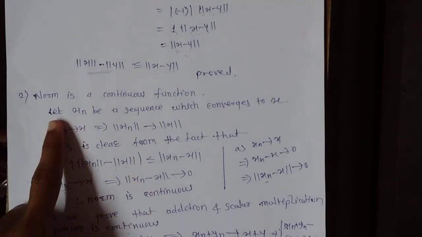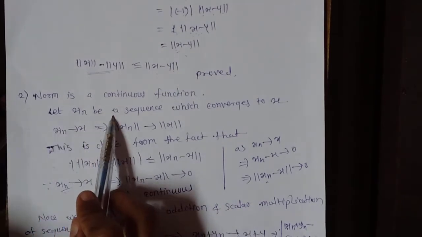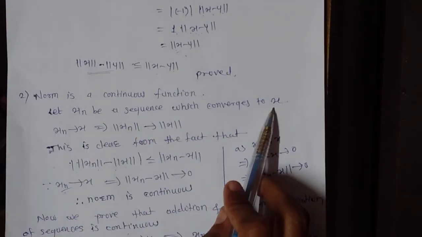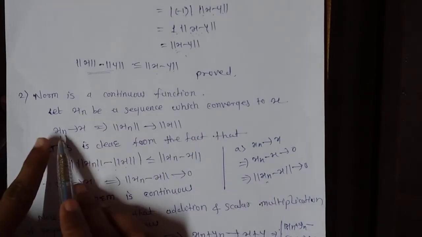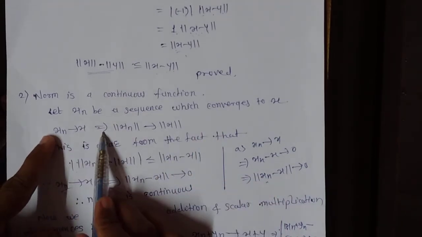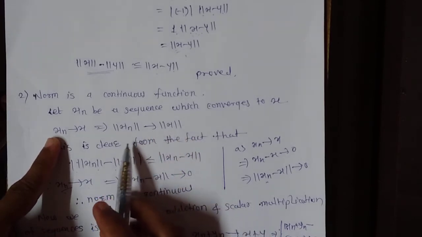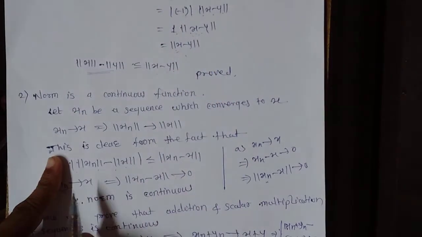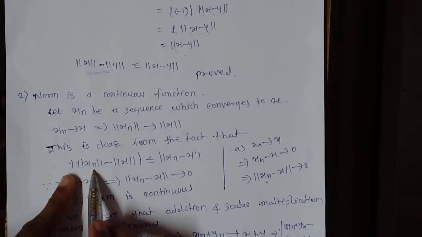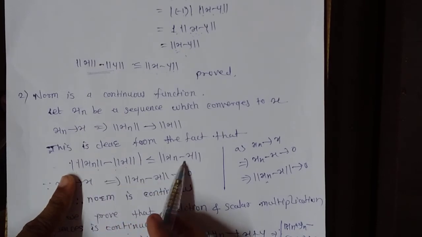So see here, let xn be any sequence in a normed linear space which converges to x, that is xn tends to x. This implies norm of xn also tends to norm of x, right? This is clear from the fact which we have seen here: modulus of norm of xn minus norm of x is less than or equal to norm of xn minus x.